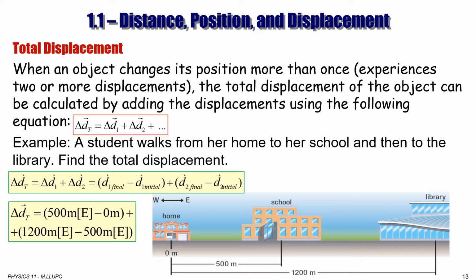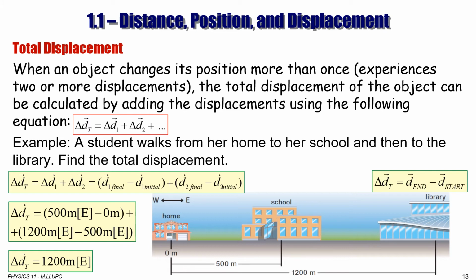So we have 500 east minus 0 meters plus 1200 meters east minus 500 meters east. If you see, the 500 meters east and minus 500 meters east cancel, and we're left with 1200 meters east. However, total displacement can be calculated just as the difference in position of the end minus position of the start.